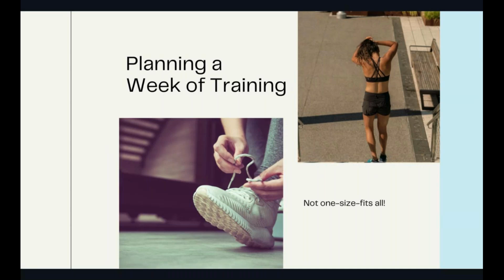So planning a week of training, the most important thing here is that it is not one size fits all, okay? Even if you've got two different 15-year-old athletes, depending on what their goals are and their training abilities, they might not have the same week of training, okay? So we're going to look at two different examples here.